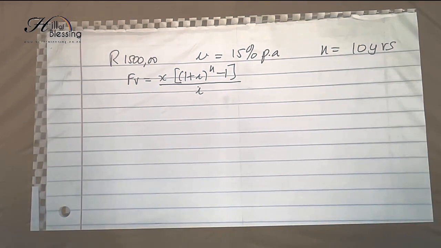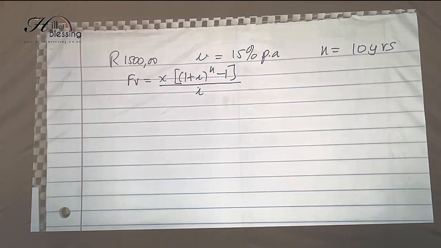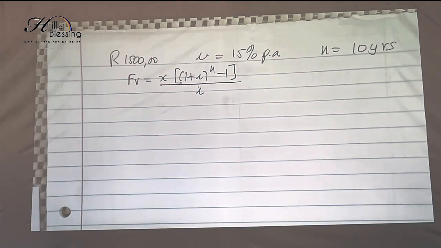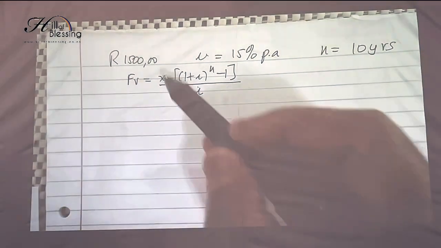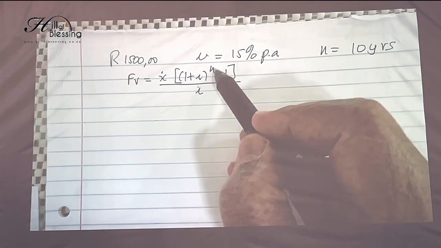Now, what that does, let me explain here. It takes every one of those 1,500 monthly payments. It adds the interest, because that's a geometric sequence formula, and it tells you how much you're going to receive at the end of 10 years. So F stands for future value, X stands for the monthly payment, I stands for the interest, and n stands for the number of years.